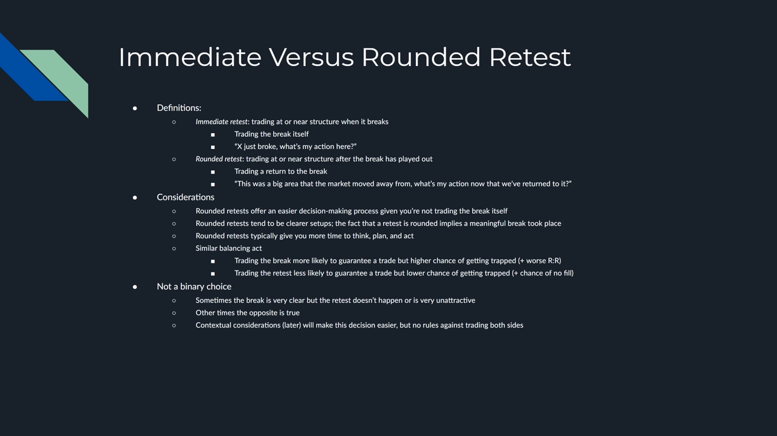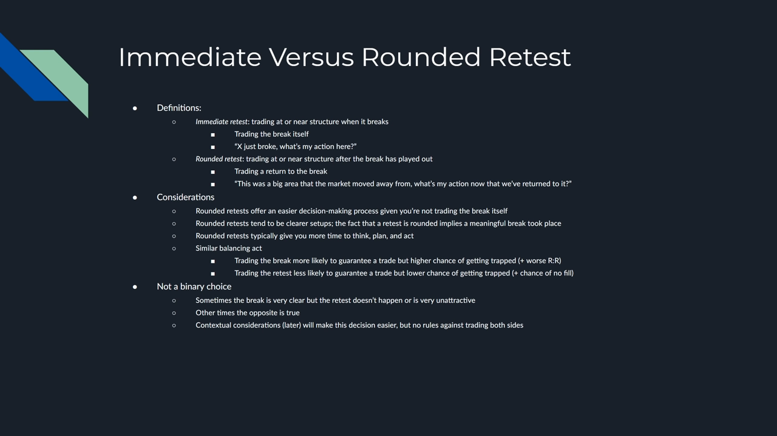Rounded retests tend to be clearer setups. So the fact that the retest is rounded implies that a meaningful break took place. So you essentially reduce the risk of falling for a failed breakout or a failed breakdown type of setup, because the fact that the market broke that structure, moved away from it, and has now come back, you're not going to get trapped as easily as you would trying to catch the breakout itself.